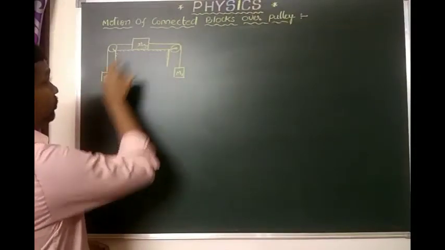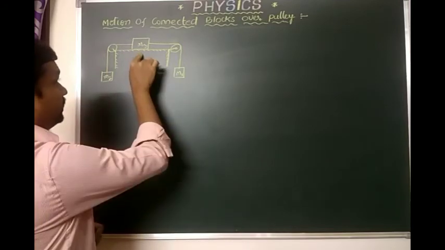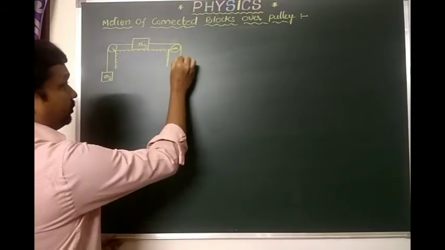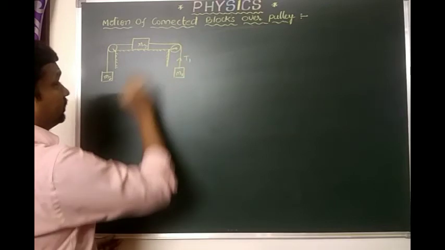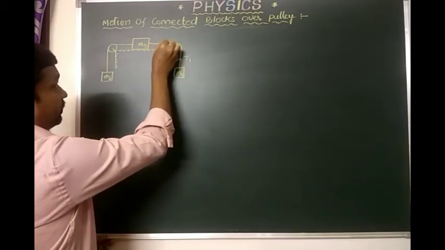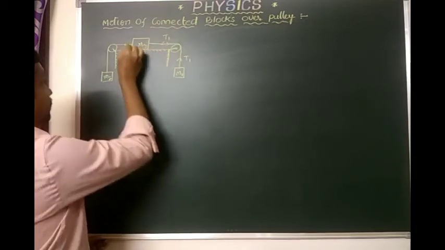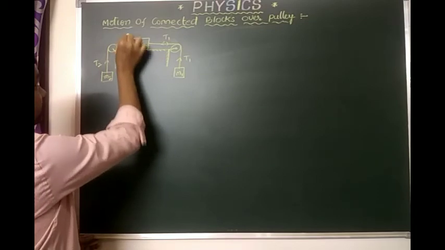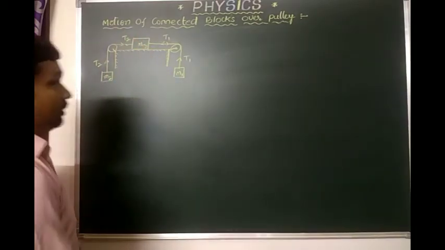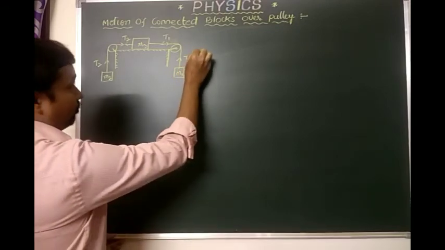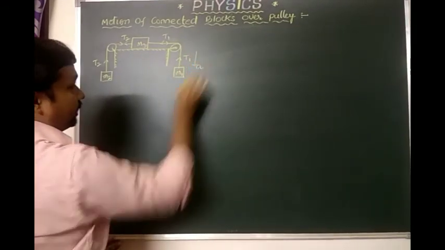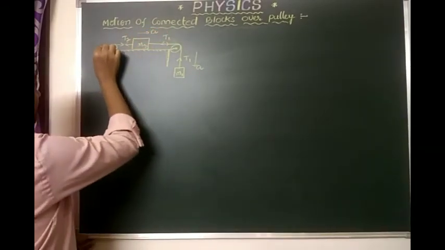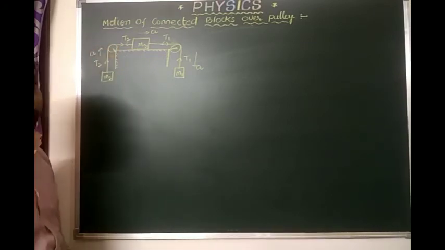Now take M1, M2, M3. Three bodies are there. One block is placed over the surface, and the remaining two are suspended over the table. Tension T1 I am considering here, and here also we have a tension T1, forward and backward. In the second string we get tension T2, forward and backward. Suppose you release it, the M1 block comes down with an acceleration A. This is moving with acceleration A, and this is moving with acceleration A in the upward direction.